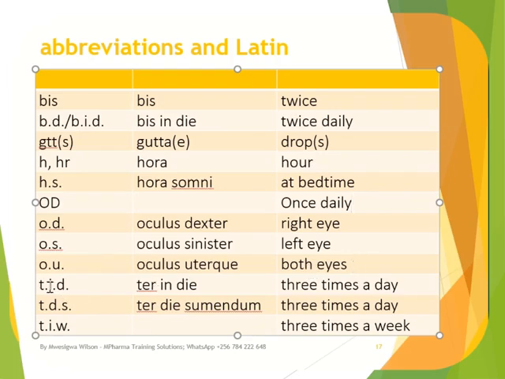Now, TID, this means 3 times a day. However, the Latin meaning is ter in die, because this should have been the abbreviation.